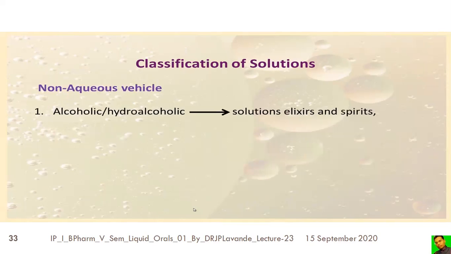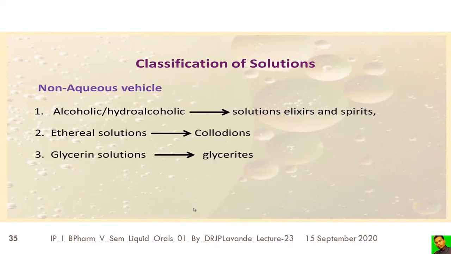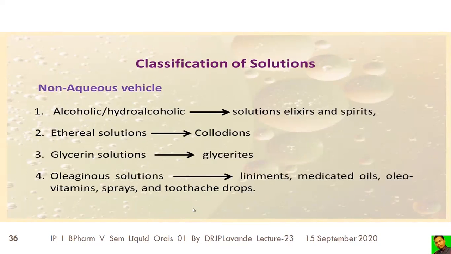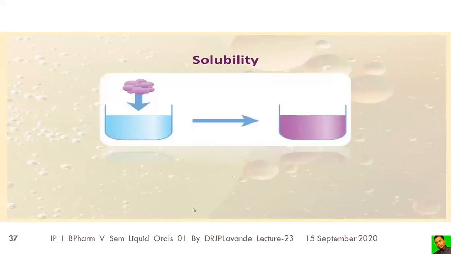Non-aqueous vehicles. The non-aqueous vehicles contain either alcoholic or hydroalcoholic solutions, and the examples are elixirs and spirits. They contain alcohol. Collodion contains a non-aqueous vehicle, which is said to be the ethereal solutions. Glycerin solutions are said to be the glycerites. Oleaginous solutions, the examples are liniments, medicated oils, oleovitamins, sprays, and toothache drops.